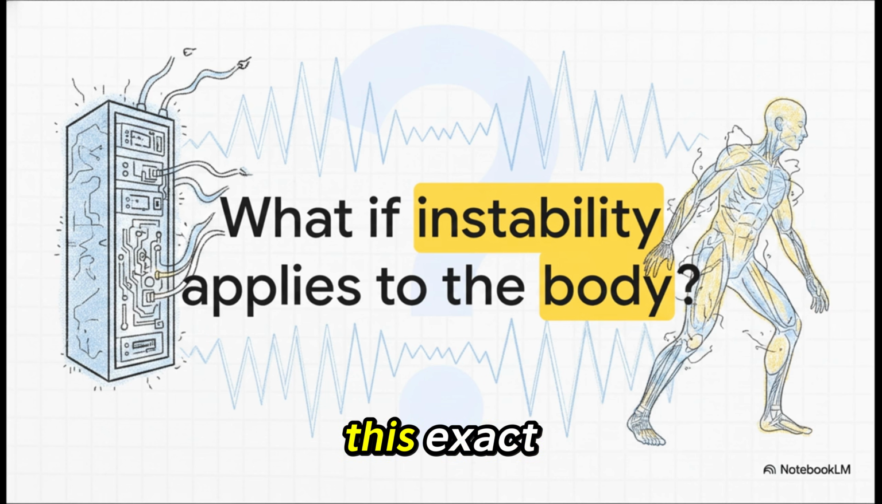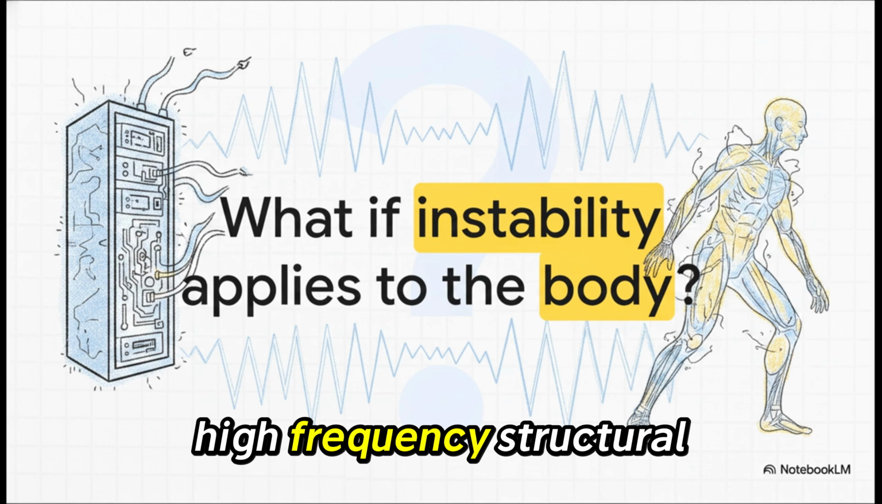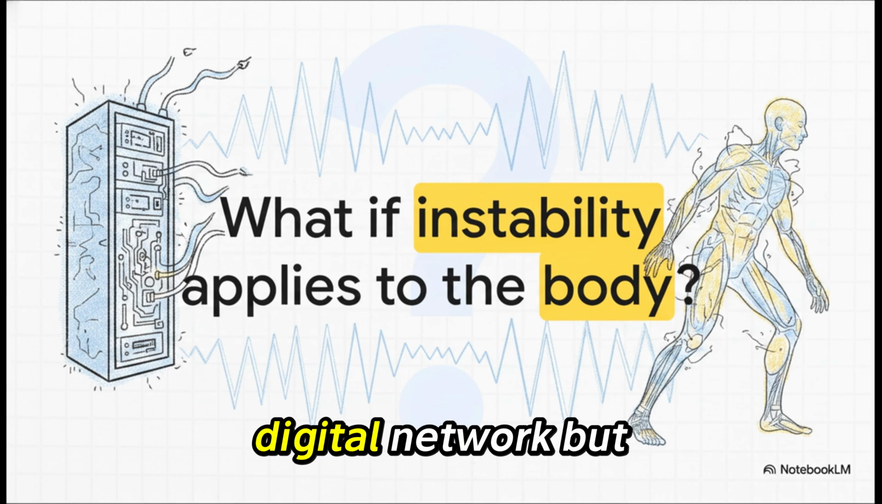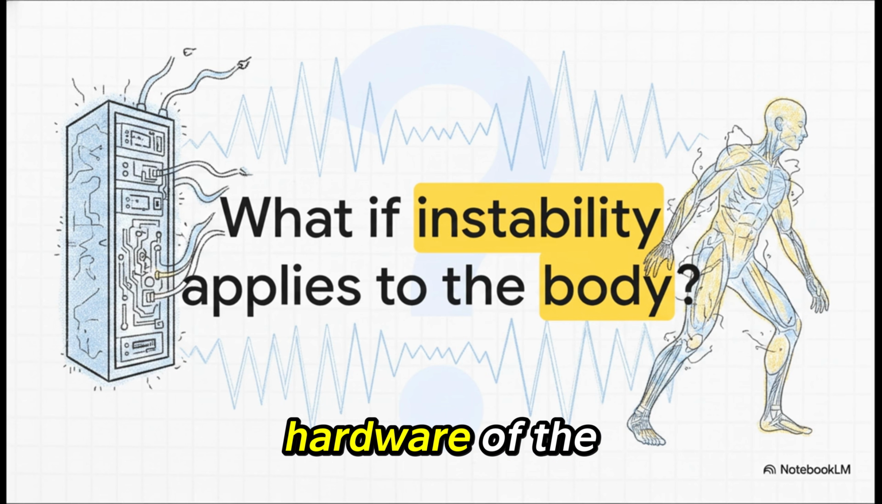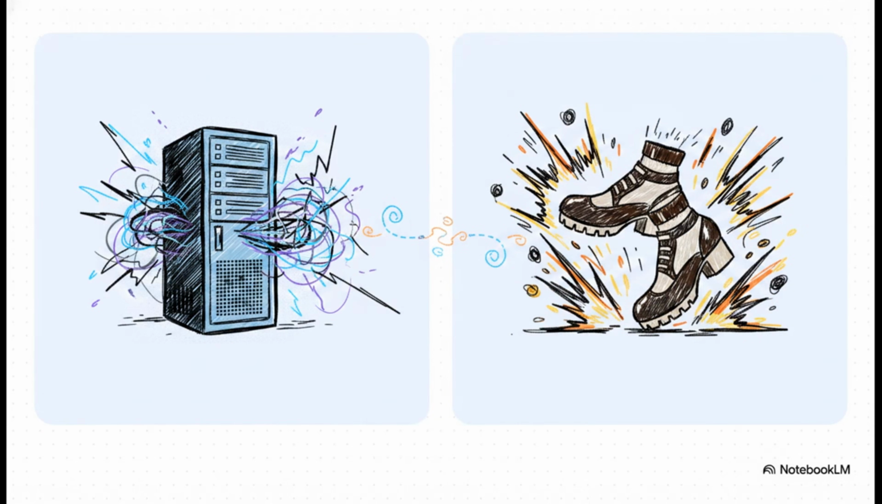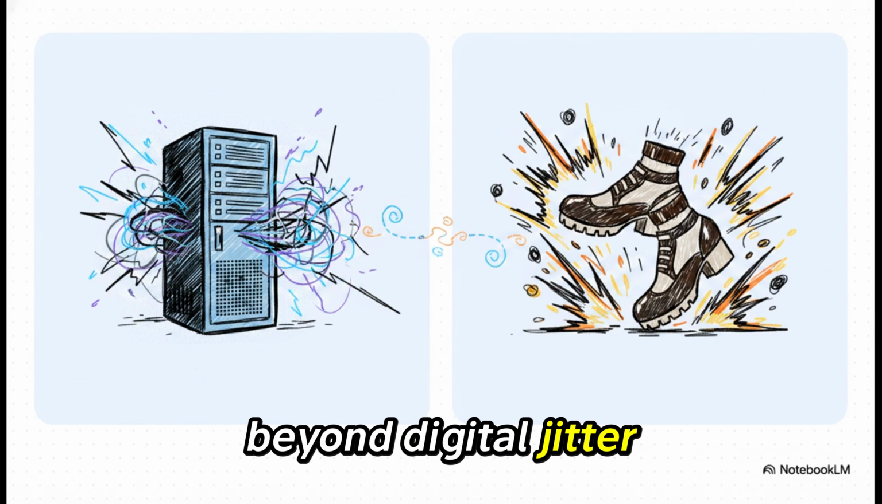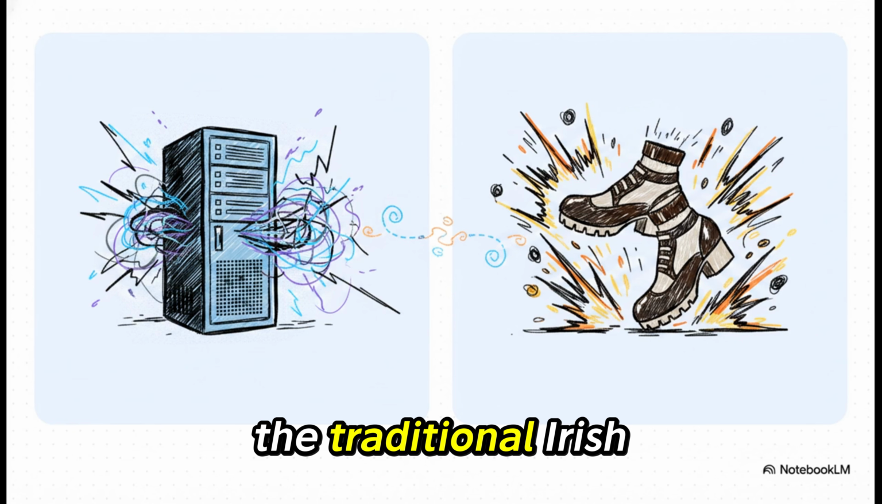What happens when this exact same concept of high-frequency structural instability and rapid, chaotic timing is applied not to a digital network, but to the actual hardware of the human body? Well, let's pivot entirely. You see, la gigue actually has a double meaning. Beyond digital jitter, it's also the French term for the traditional Irish jig.